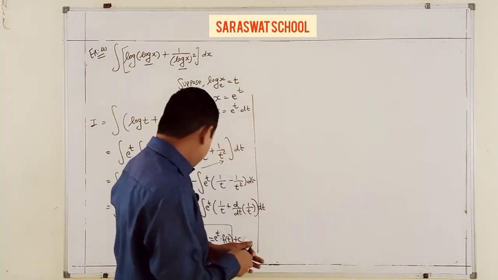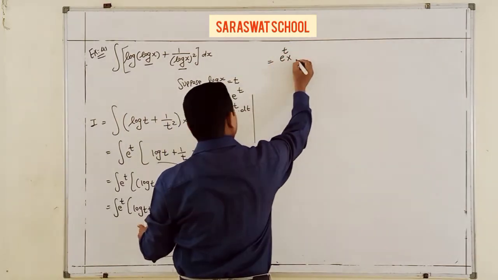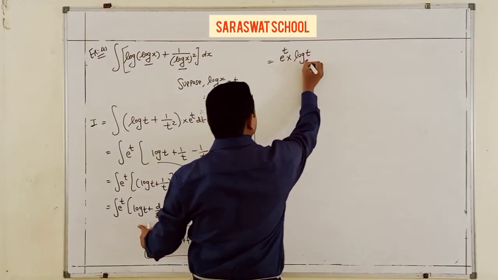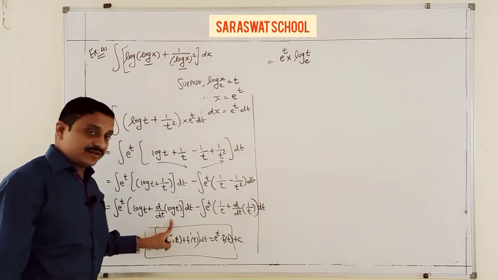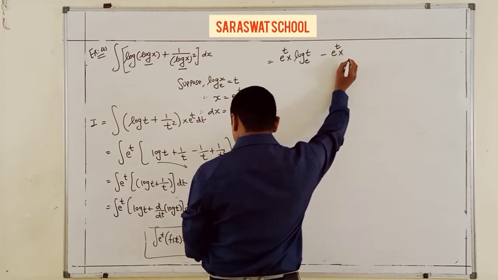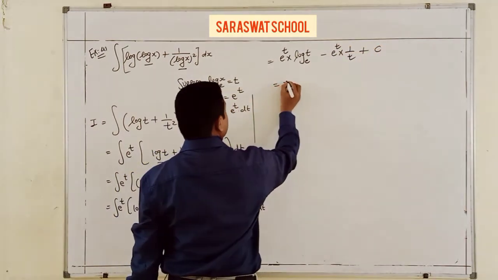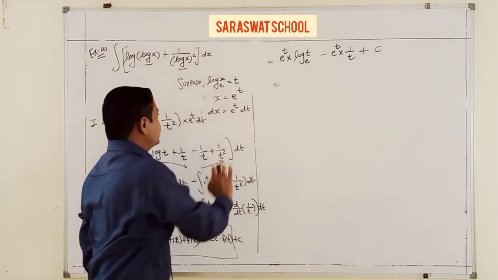So your answer is e^t. What is the function here? Log t base. Function plus derivative, same. e^t, function plus derivative is 1 by t function. So overall e^t is known. What is e^t?